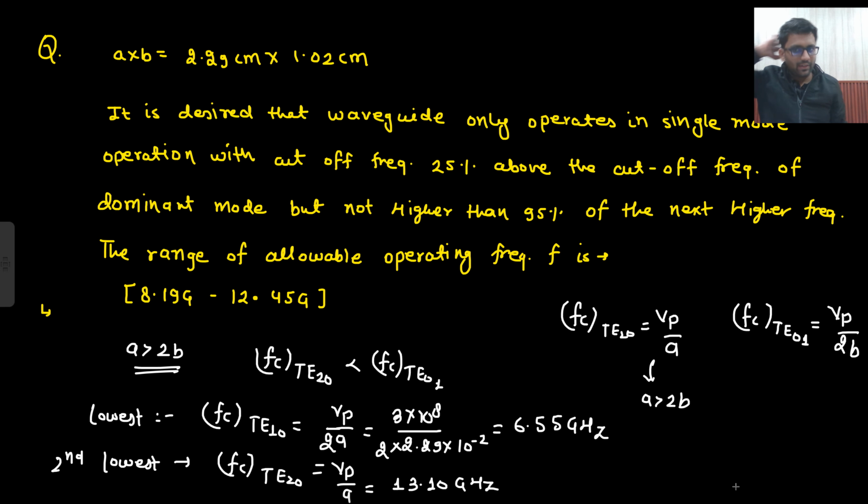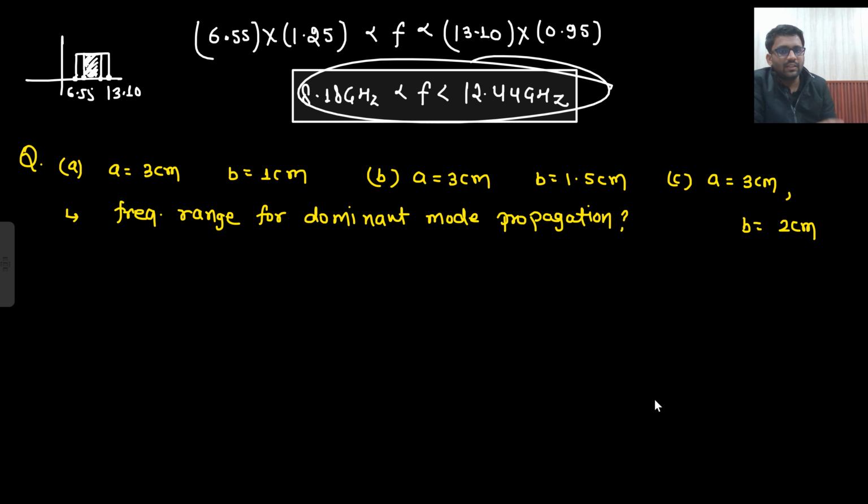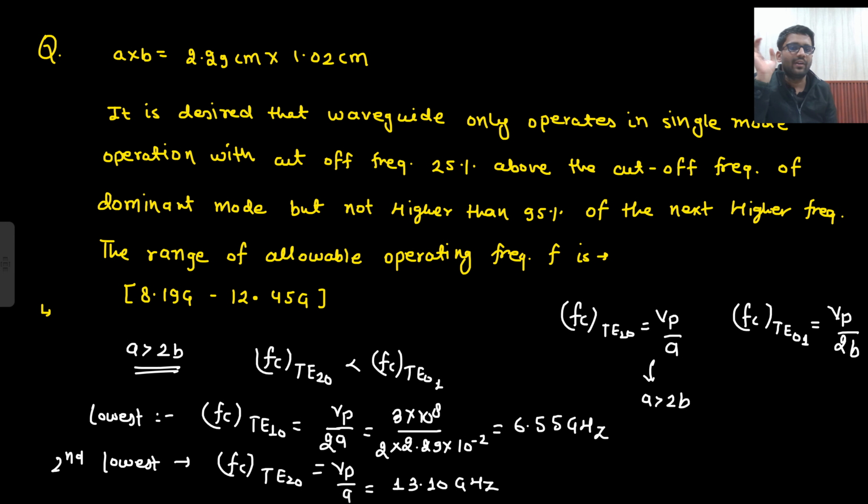So 8.18 to 12.44, or this is your answer. Is that clear to you? So this range I was requiring, that 8.18 and 12.44. So if I run between this frequency range, then only single mode will be propagated. Right?